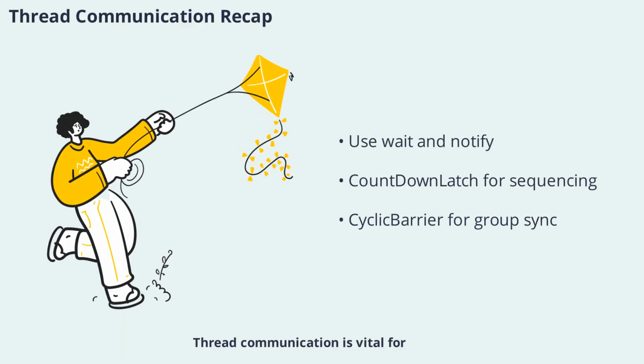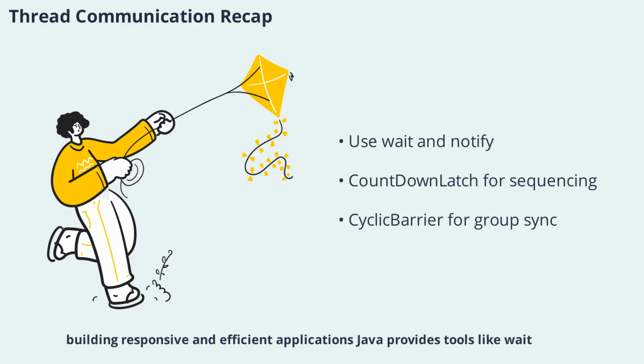Thread communication is vital for building responsive and efficient applications. Java provides tools like wait, notify, countdown latch, and cyclic barrier to coordinate actions between threads. Proper communication prevents race conditions, deadlocks, and ensures tasks are completed in the right order. Mastering these tools is essential for advanced Java development.